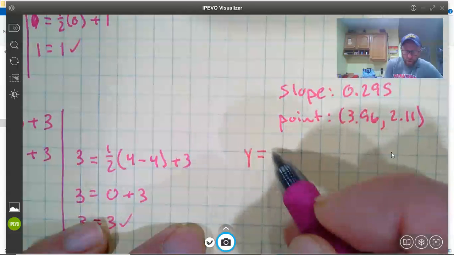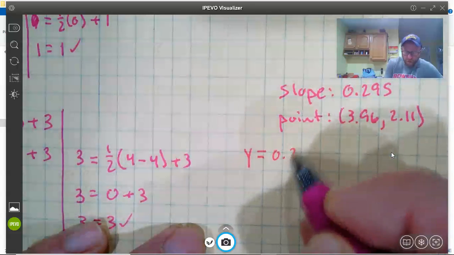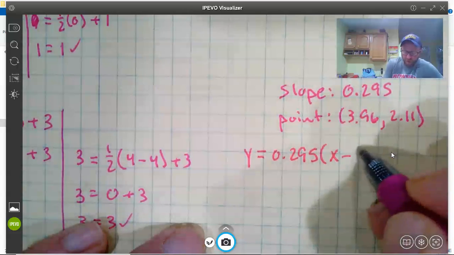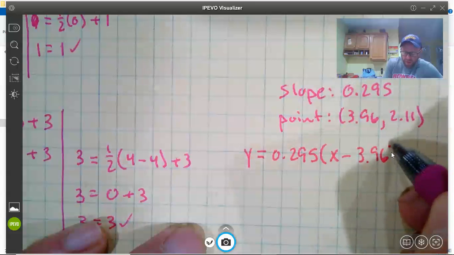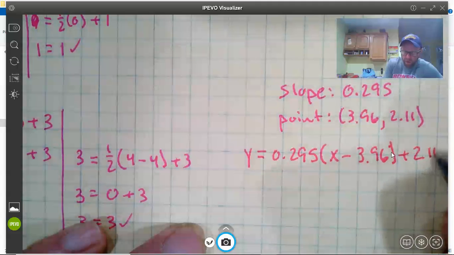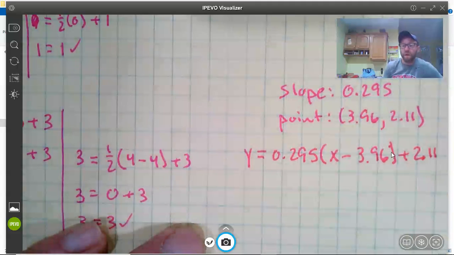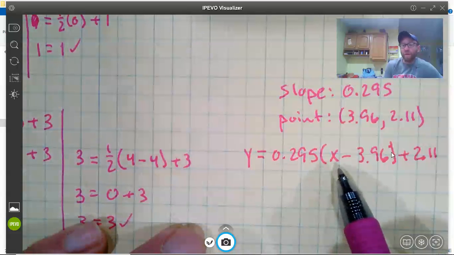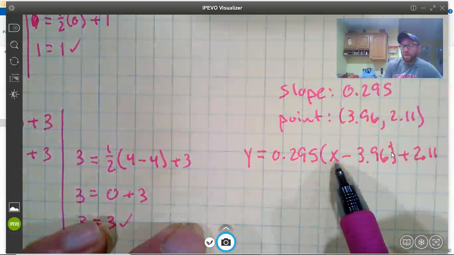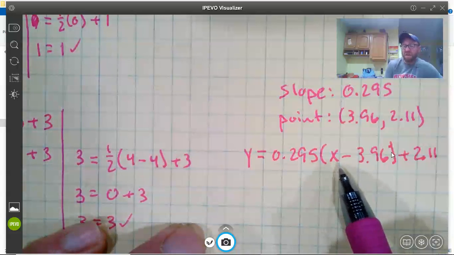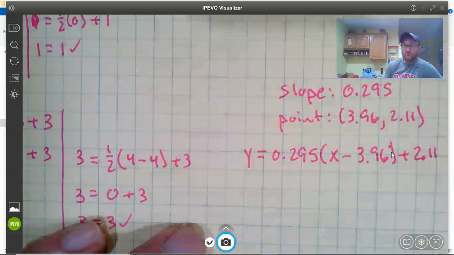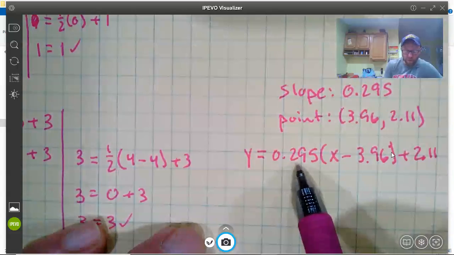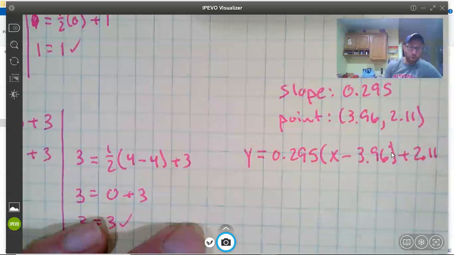It's simply y equals our slope, 0.295, x minus our x-coordinate, 3.96, plus our y-coordinate, 2.11. There we go. And if I wanted to, say, find out what's the y-coordinate that goes with a given x-coordinate on this line, I would just plug in that number for x. Maybe it's a terrible number like 3.22 or something. You just have to get out your calculator and do the math. Minus 3.96 times 0.295 plus 2.11, output of y.